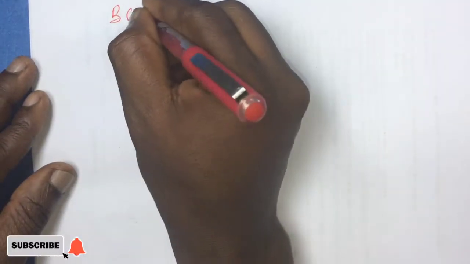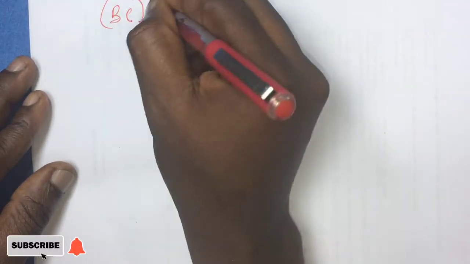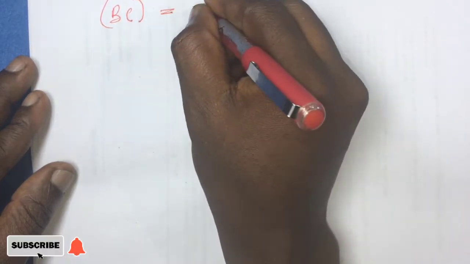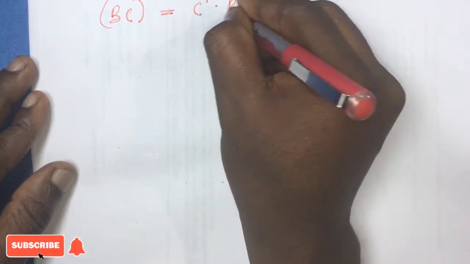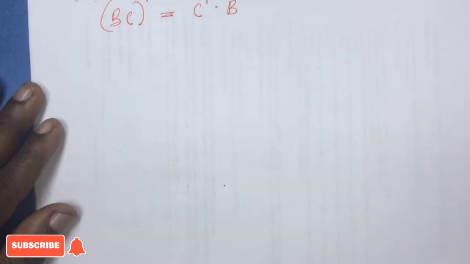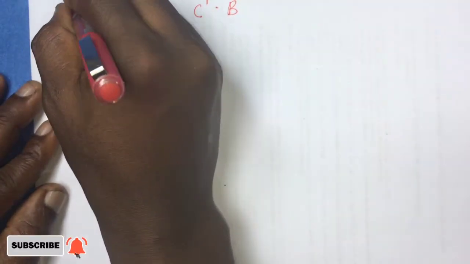Okay? Now, let us go to property number 3 in this video. For property number 3, let us consider the property that states that BC transpose is equal to C transpose B transpose. So let's see this property number 3.